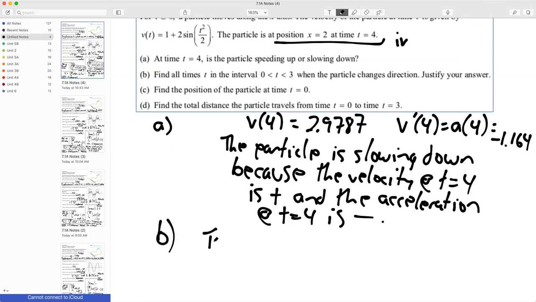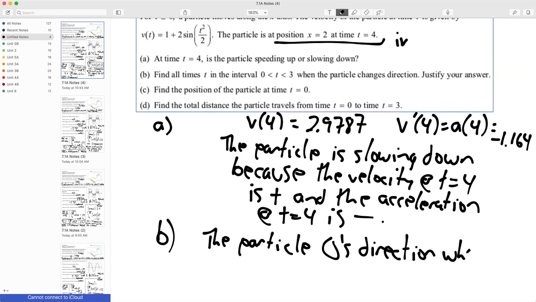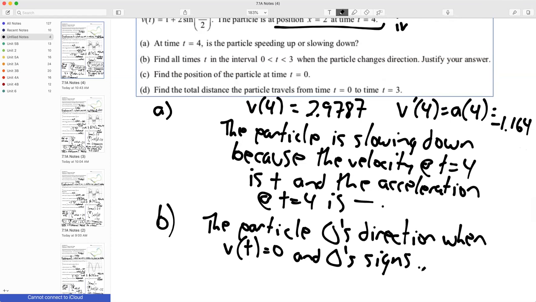Okay, so I'm going to write that down. The particle changes direction when V of t equals 0 and changes signs. So now I need to find when that happens. So I'm going to take my little calculator. Look at this for a second.